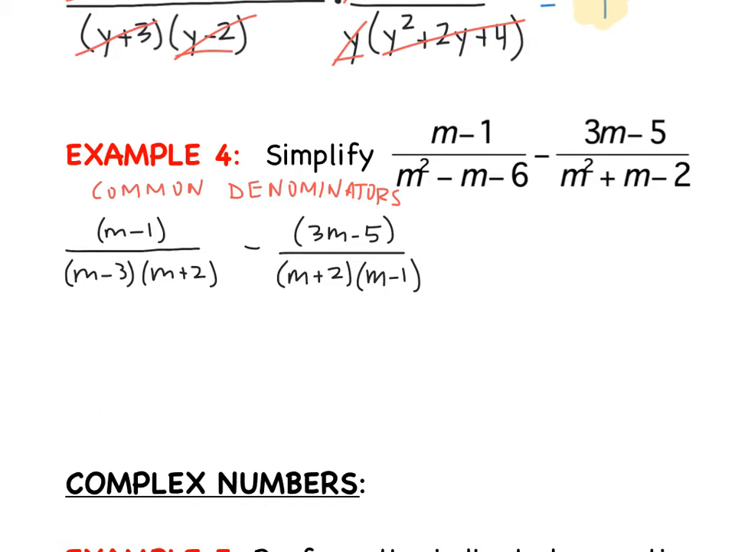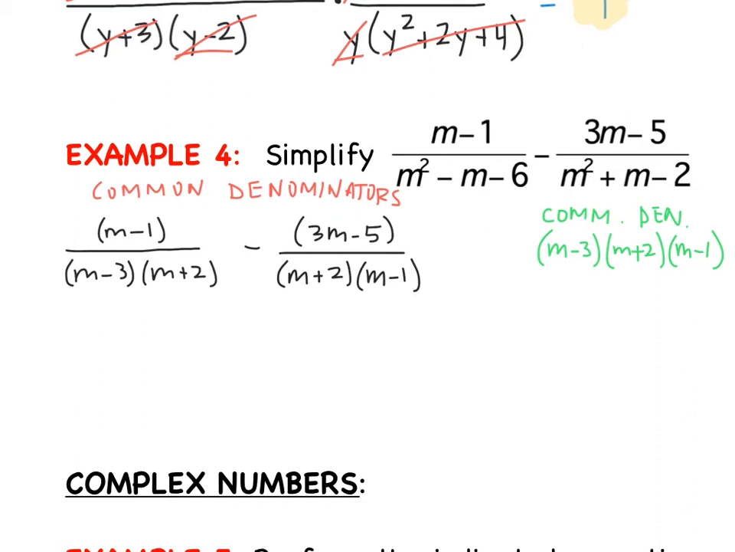So in this case, our common denominator I have m minus 3 and m plus 2 for my first denominator. And then in my second denominator, I only write down any new factors. So we have m plus 2, but we already wrote that down, so we don't need to worry about that. And then we have an m minus 1. So that is new. I'm going to write that. So there is what our common denominator needs to be.